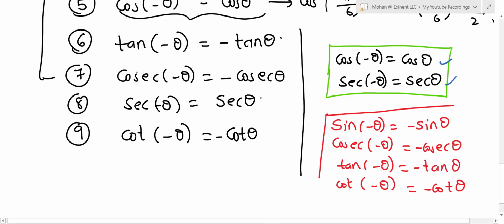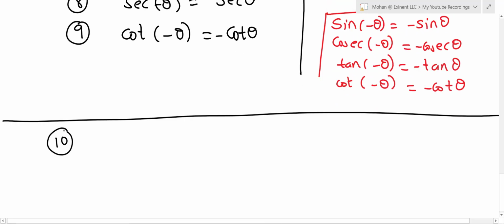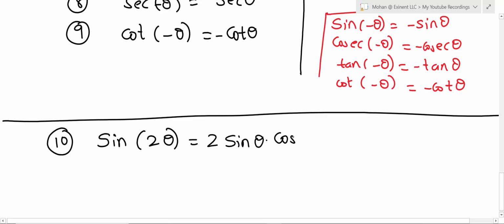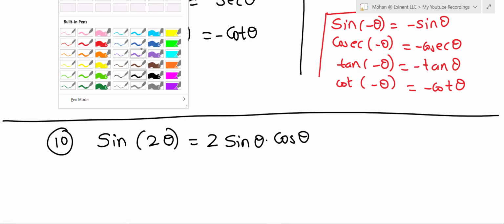Next, let us try to understand what happens to the double angle formulas. Okay, double angle formulas. The tenth is: how much is sine 2 theta? This will become 2 sine theta into cos theta. Whenever some identity is coming, I will try to tell you the half angle formulas also. There is something called half angle formulas. So try to understand what the half angle formulas are.